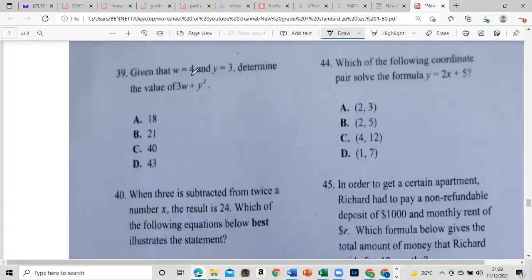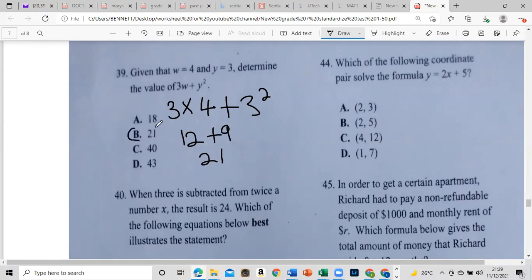39, given that w equals 4 and y equals 3, determine the value of 3w plus y squared. So 3w means 3 times w, and we know that the value of w is 4, plus y squared, which is 3 squared. So 3 times 4, that's 12. 3 times 3 is 9. So we add that and we get 21. So here we go. Our answer would be 21.